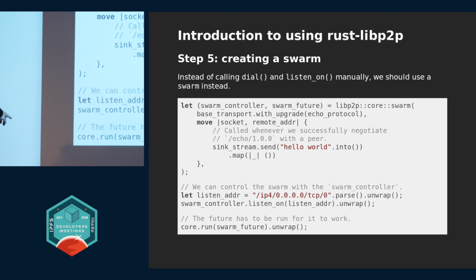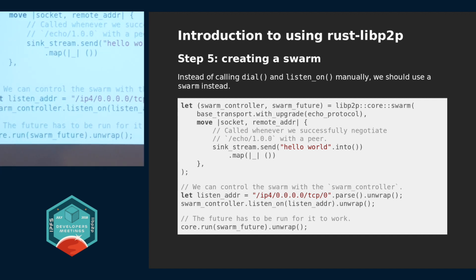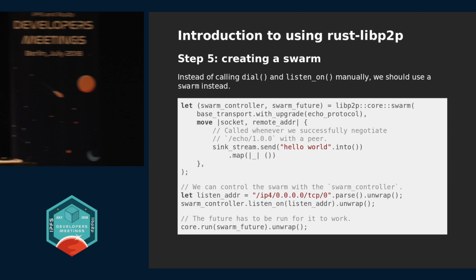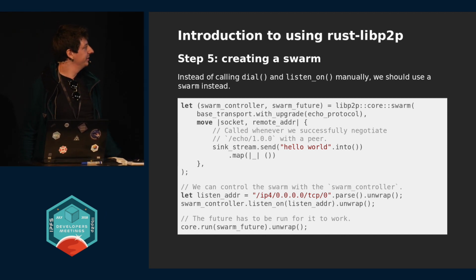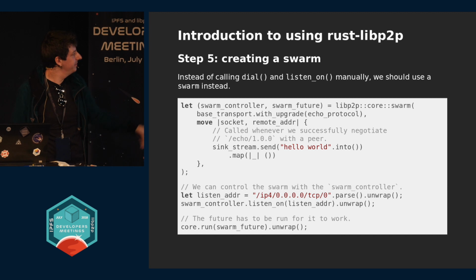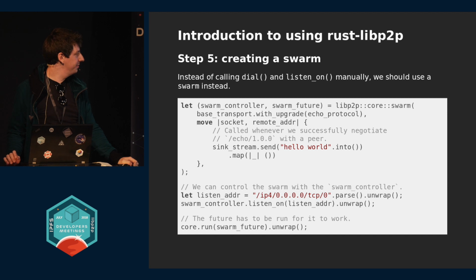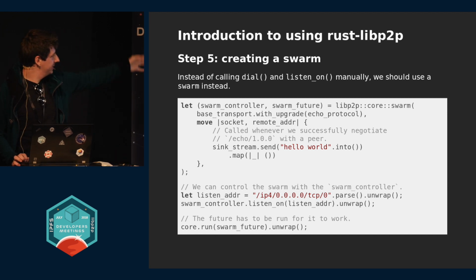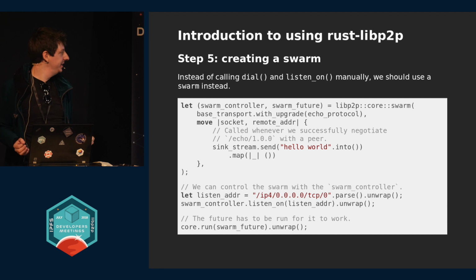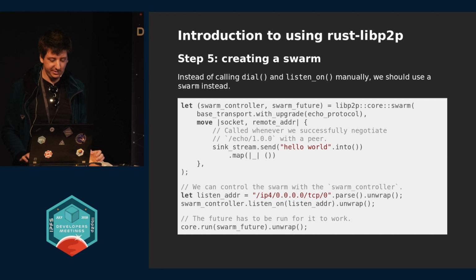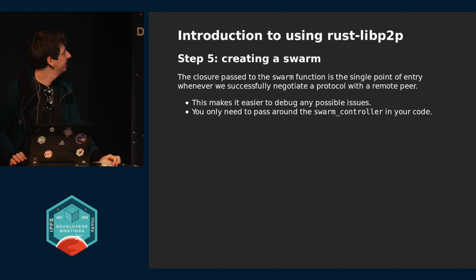So here we listen on this address here. This passively listens to incoming connections, and whenever a connection arrives, we enter the closure at the top, and we send hello world. And again, you have to run the swarm future for things to work. But this code is like a complete example of Rust libp2p. We just create a swarm, we make it listen on an IP address, and then it runs forever and listens to incoming connections. And again, this is zero cost. Theoretically, more like no unneeded runtime cost.